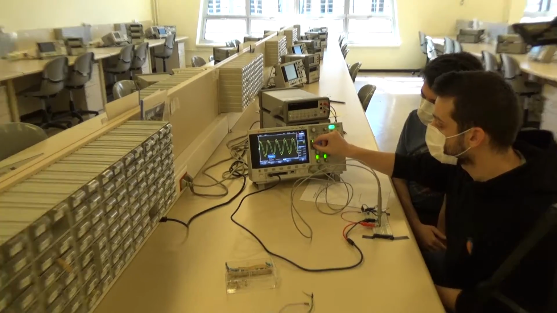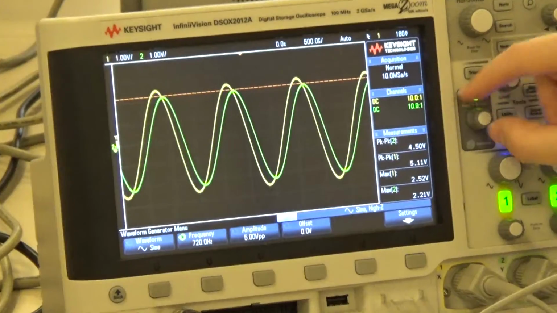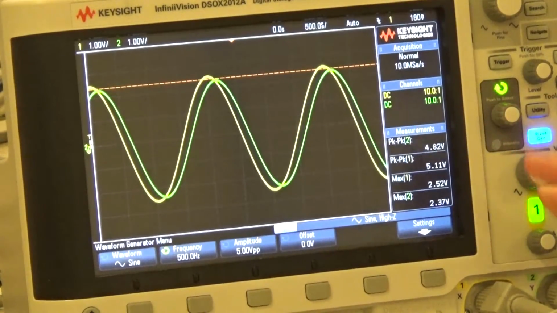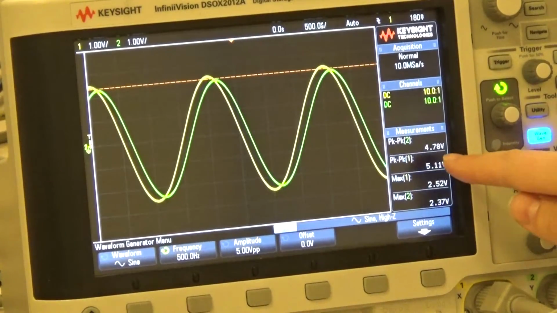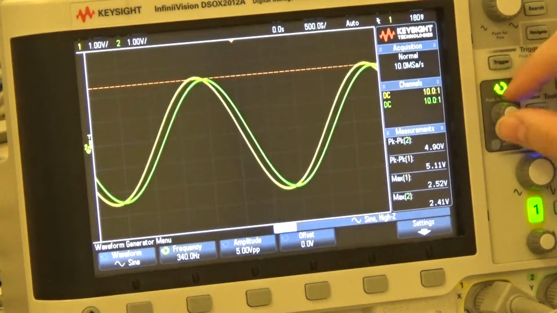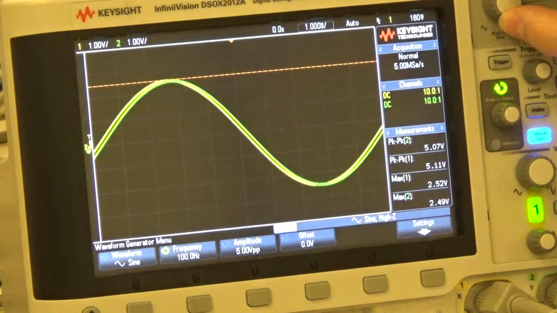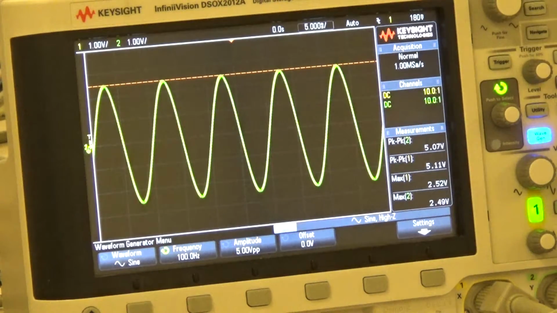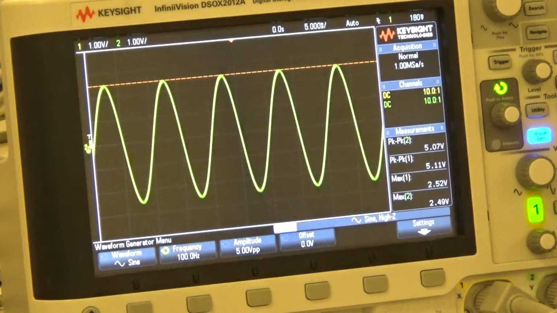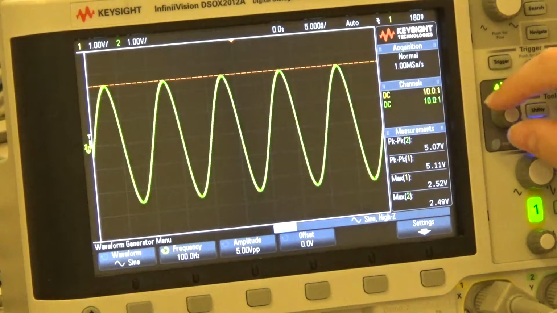If I decrease it down to 500 hertz, it seems like they are nearly equal, and the output is something like 4.8. If I decrease even further, let's go to 10 hertz, and I'm just adjusting the horizontal. As you can see, the output is 5.07 volts, and the input is nearly the same as the output. So this is definitely a low pass filter, and I can look further at higher frequencies.